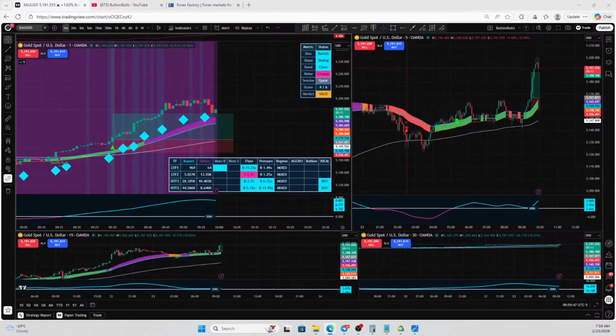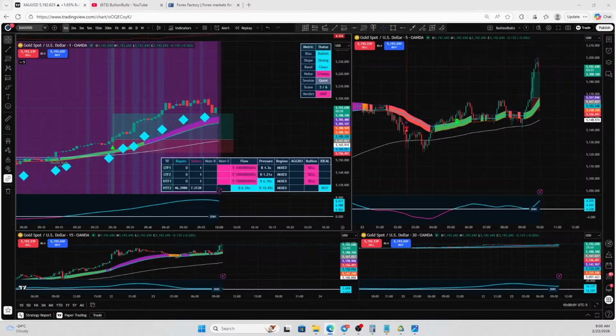Yeah, overall direction is still bullish. We're still looking for a bullish move. However, getting in on a pullback is going to be much better from a risk reward perspective.